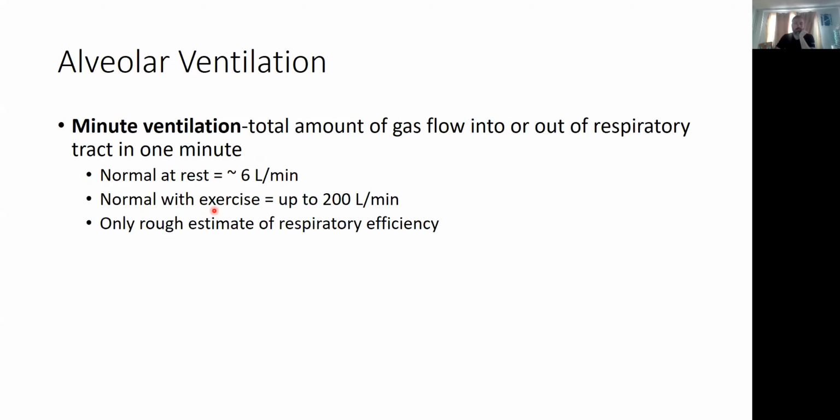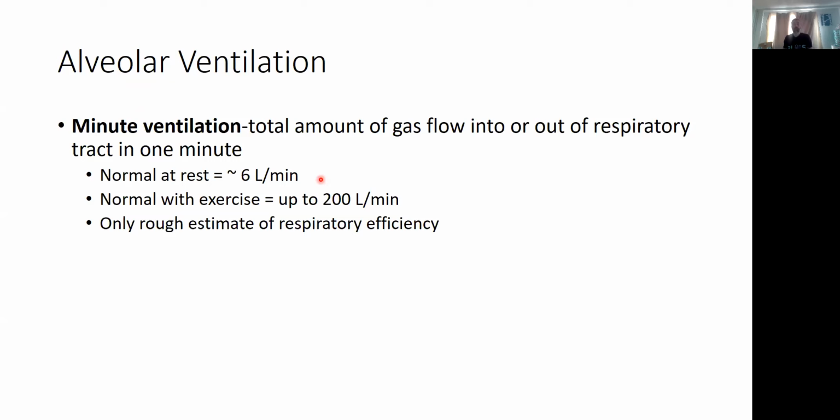The easiest way for us to look at this, and what we're really getting into here is called alveolar ventilation, is what's called minute ventilation. And we're just going to hook you up to a spirometer, and we're going to say breathe for a minute. Right? And we're going to see what the total amount of air that goes into or out of that respiratory tract in that minute. Normally at rest, right, you're going to move about 6 liters per minute.